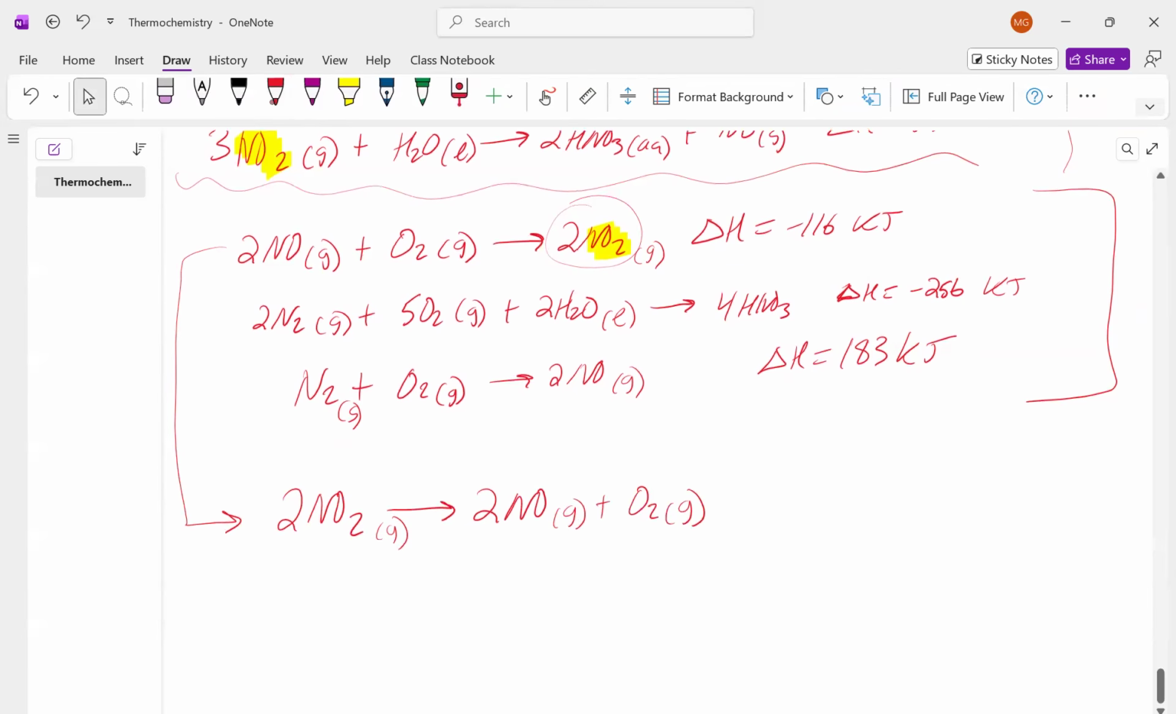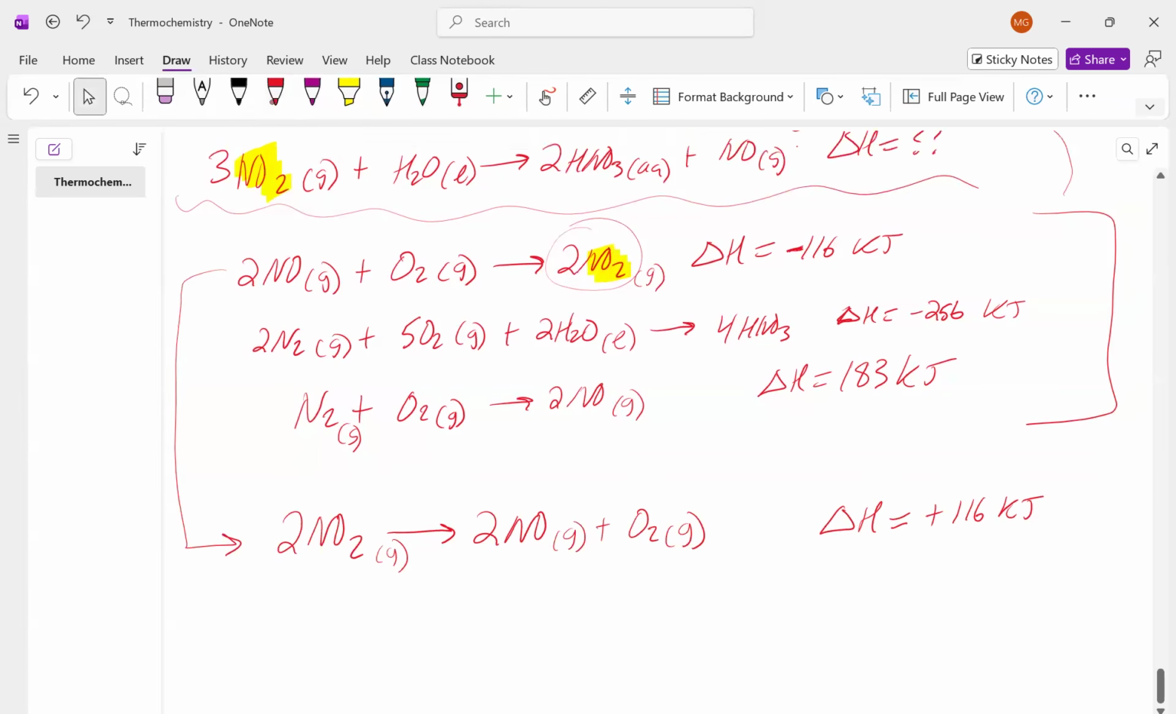Now, here's the important thing. The delta H of the first equation before I flipped it was negative 116 kilojoules. Okay, so if you flip an equation around, you're going to change the sign of the delta H. Now, the next thing I'm going to do is address the coefficient.